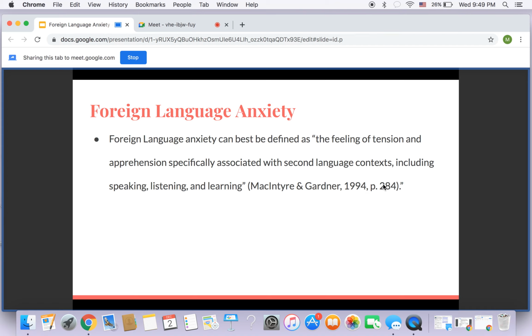First, we're going to define what foreign language anxiety is. It can best be defined as the feeling of tension and apprehension specifically associated with second language contexts. This includes speaking, listening, and learning in the second or target language. It is different from any other anxiety. It's complex, specific, unique, and even multidimensional. Foreign language anxiety is unique to each and every learner of a foreign language.